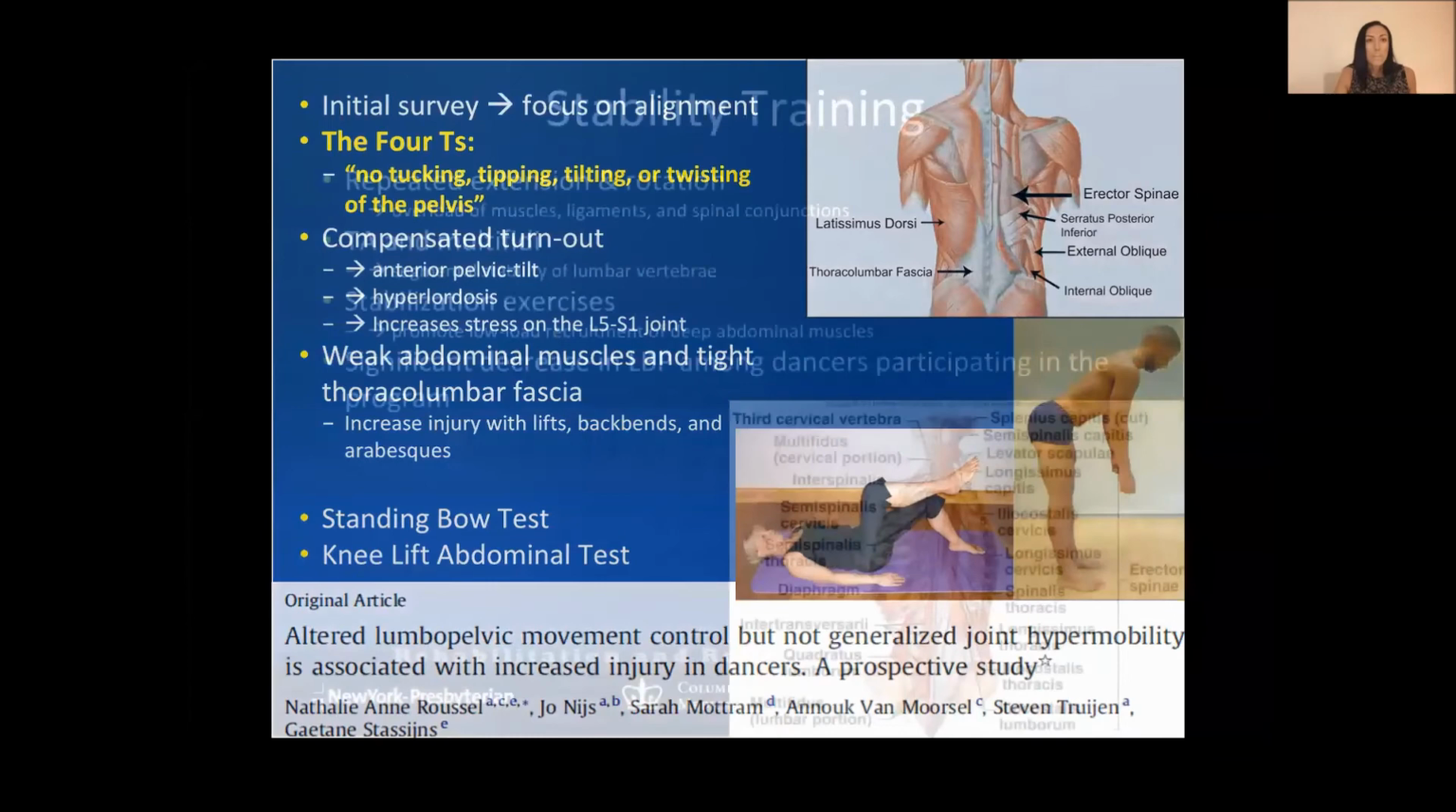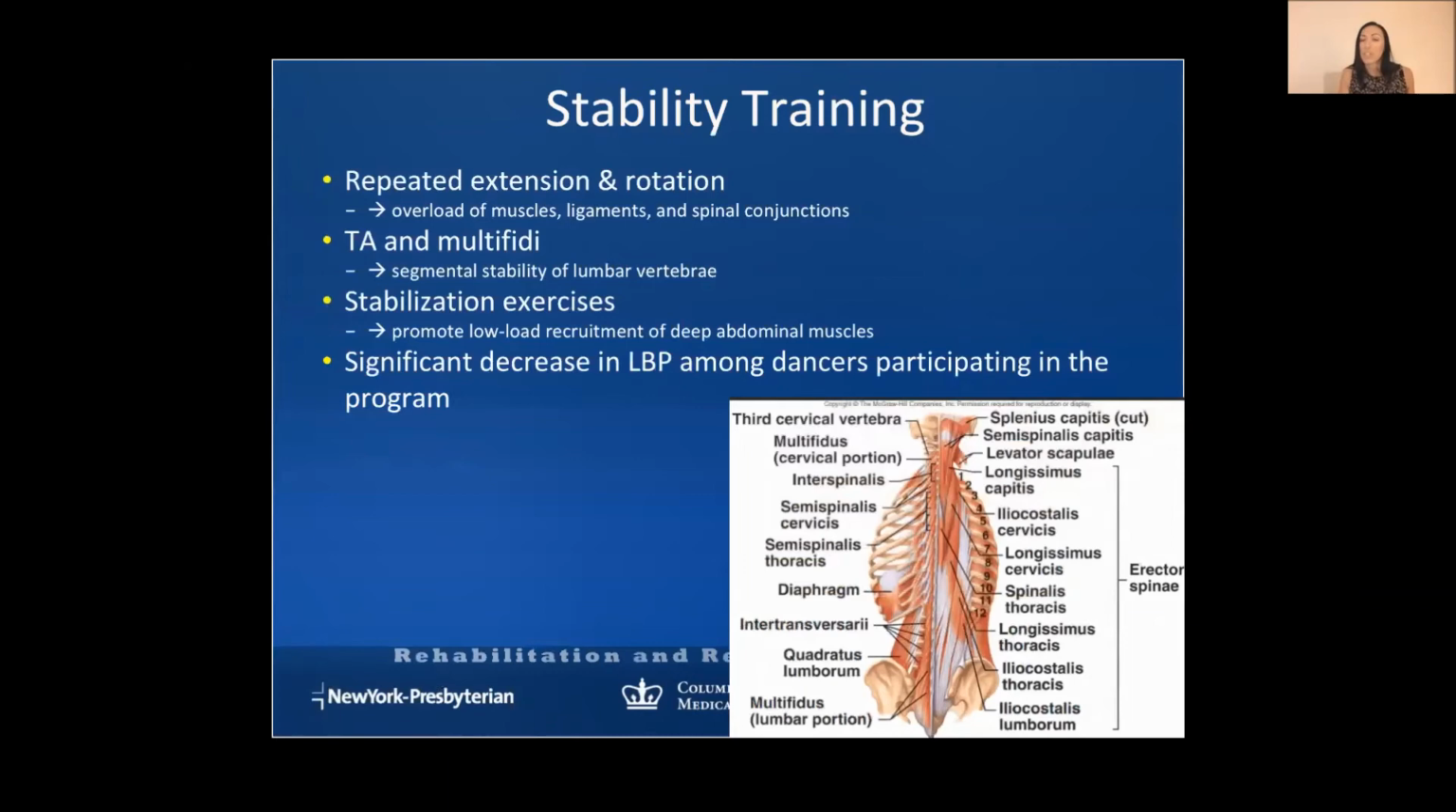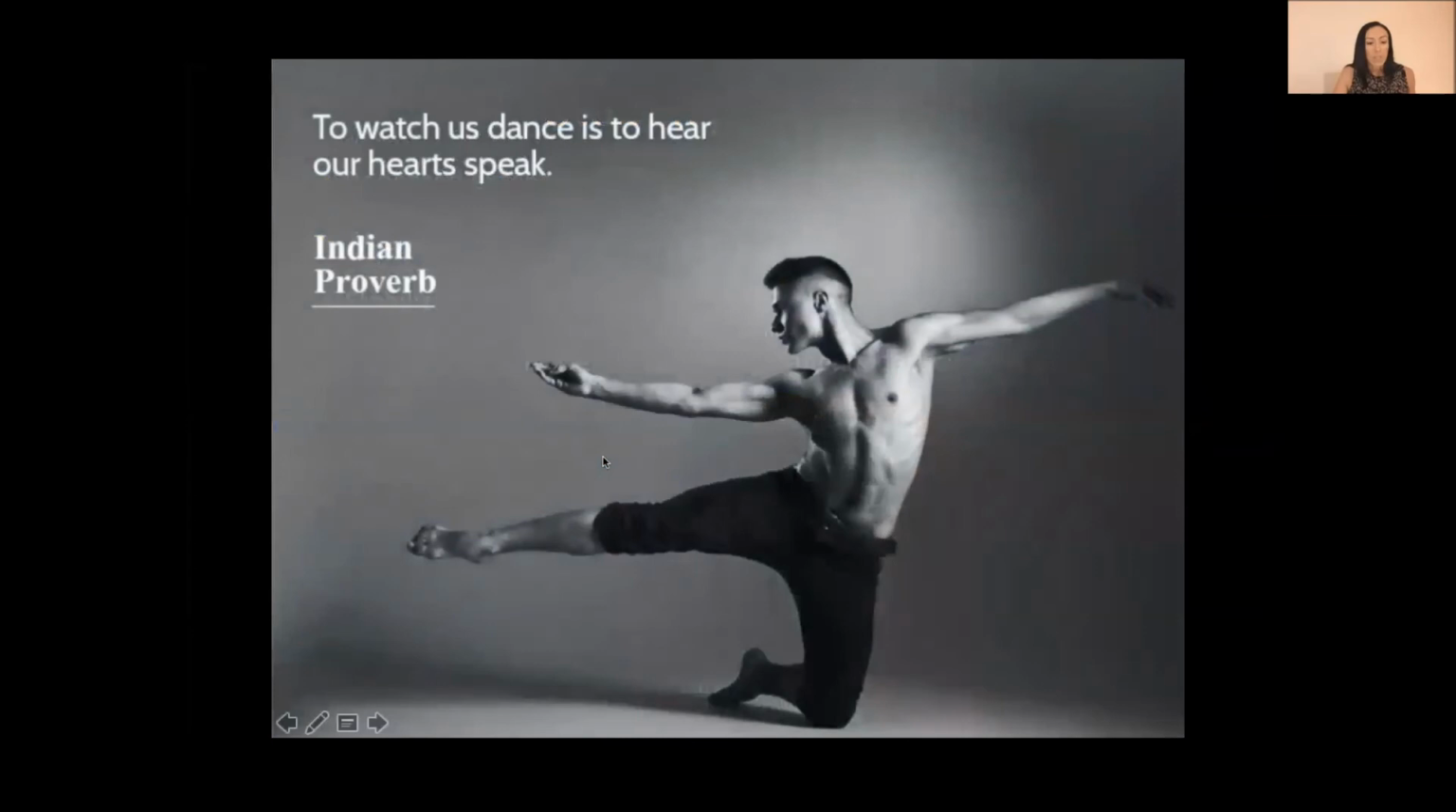Mechanical low back pain obviously is associated with inhibition of abdominal muscles and glutes, and then overactive erector spinae and iliopsoas muscles. And so even if a dancer has good body strength and flexibility, they can often have imbalance in their core musculature. So again, stability training is really important and should remain a cornerstone of rehab of spine disorders in our dancers. So I have a couple of take-home points for you.